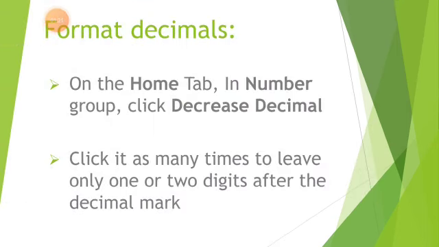What is format a cell? How can we do that? Decimal places are the numbers which appear after the decimal point, which appear after the dot, right? So what will it be? How can we do that? Yes, on the home tab of your MS Excel in numbers group, you have to click decrease decimal and click it as many times to leave only 1 or 2 digits after the decimal mark.